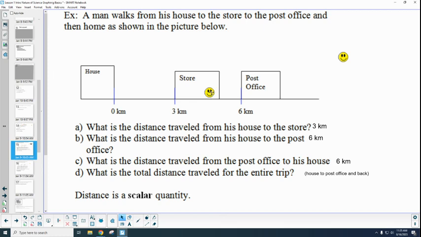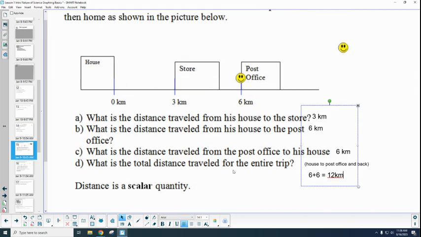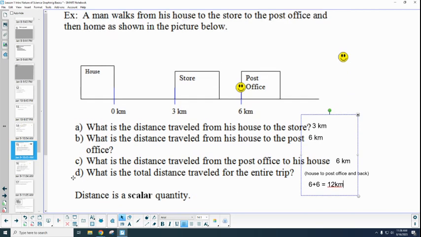And the total distance for the entire trip, if we started at the house, went to the store, then to the post office, and then back to the house, would be 6 to the right plus 6 to the left. So the house to the post office and then back. It would be 6 plus 6, which is just 12 kilometers. So again, this example is using distance.